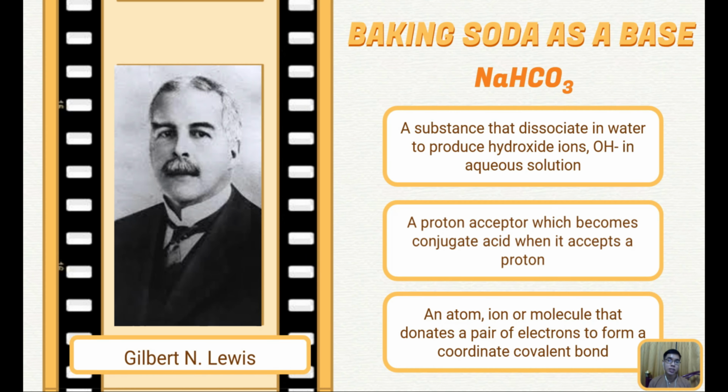And last but not least, another scientist named Gilbert Lewis proposed his own theory. According to this theory, a base is defined as an atom, ion, or molecule that donates a pair of electrons to form a coordinate covalent bond.